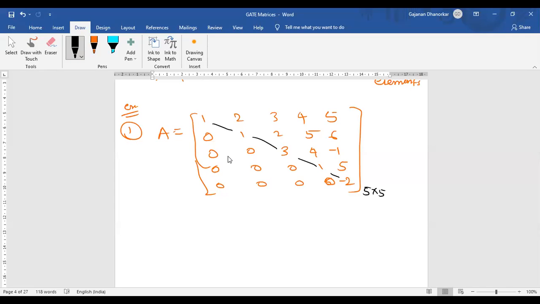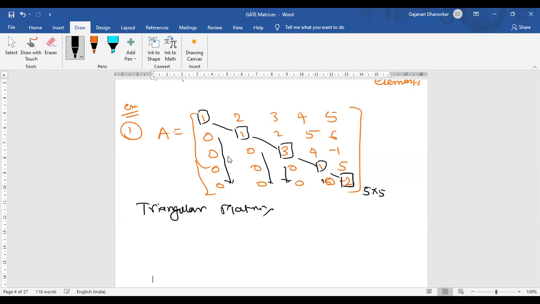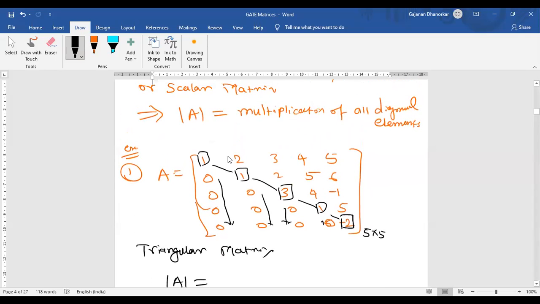Now all elements below this diagonal are 0. These are the diagonal elements. All elements below are 0. Then this is a triangular matrix. And suppose the problem is: what is the determinant of this? If the matrix is triangular, then the determinant is just the multiplication of all diagonal elements.